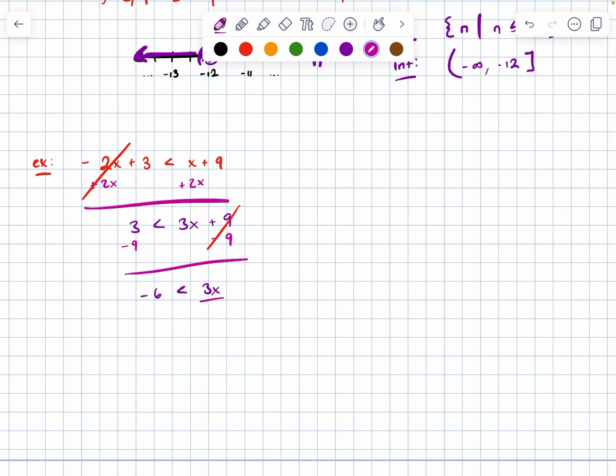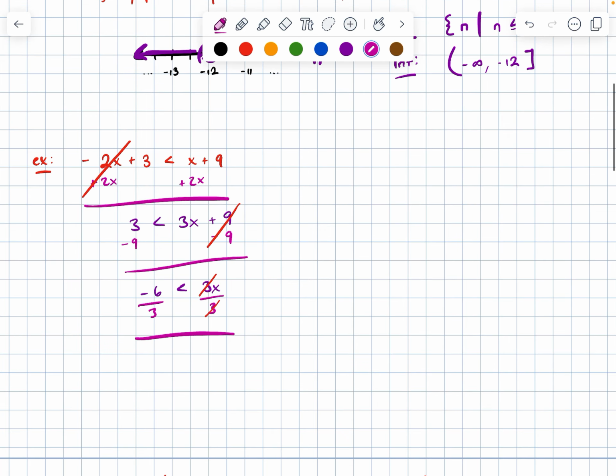Last thing I need to do to get x by itself, well, 3 is connected by multiplication. We'll undo it with division. Again, I should always ask myself if I'm doing division, does my inequality need to flip? Well, even though the negative 6 is negative, the thing that I'm dividing by is positive, so does my inequality change? No. So here, I've still got a less than, x is on the right, and negative 2 is negative 6 divided by 3. So there's our inequality. Negative 2 is less than x, or equivalently, again, we've got a reciprocity, x is greater than negative 2.